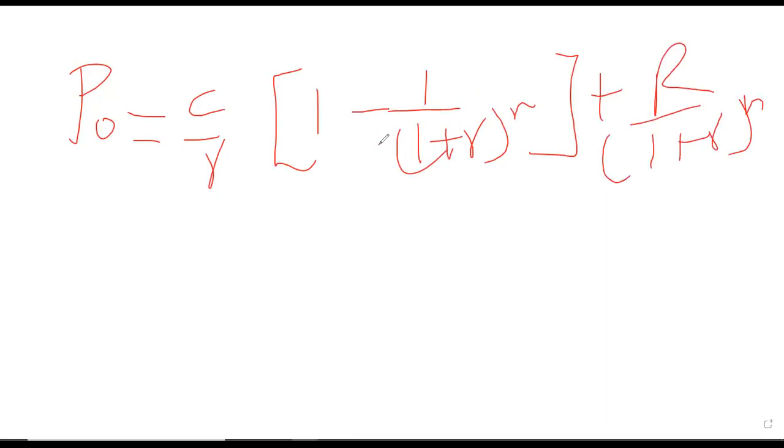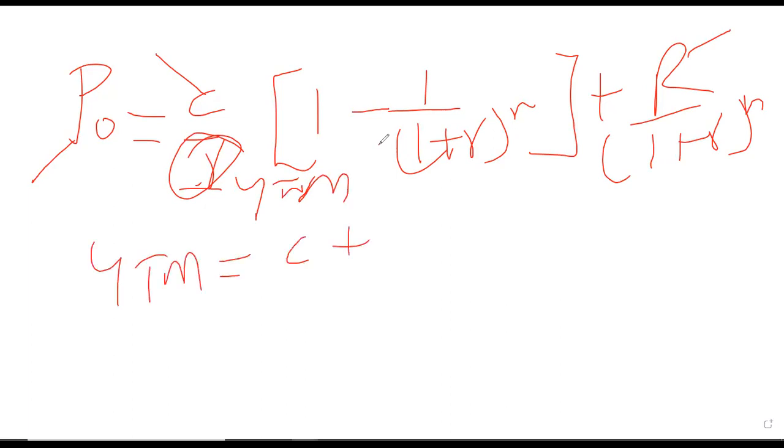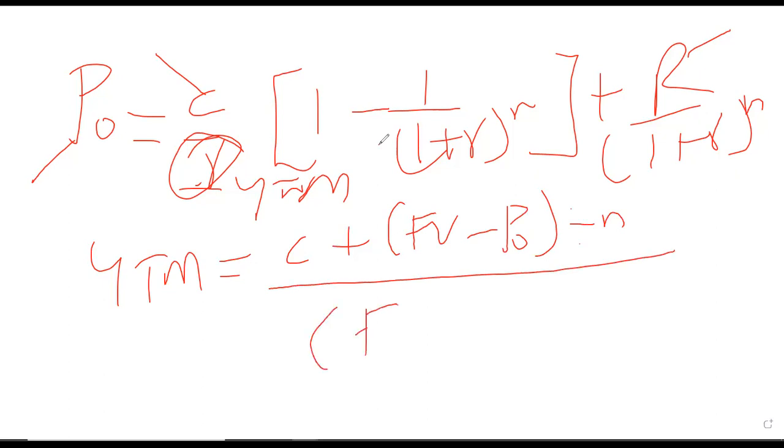What we are trying to do is to solve everything. You'll be given P naught, you'll be given C, you'll be given the redemption value, and we are told to find R, which is very difficult to do if you want to do change of subject. So to be able to find this R, which we call yield to maturity, we approximate that yield to maturity to be equal to C plus FV, which is the face value, minus P naught, all divided by N. Then this whole thing divided by FV plus P naught divided by 2. We have done all the change of subject and we are trying to arrive at something like this.